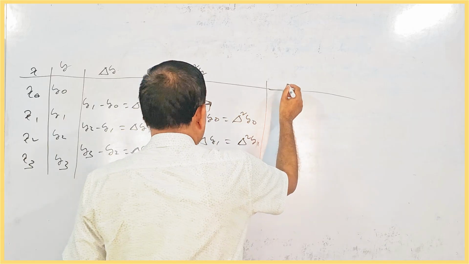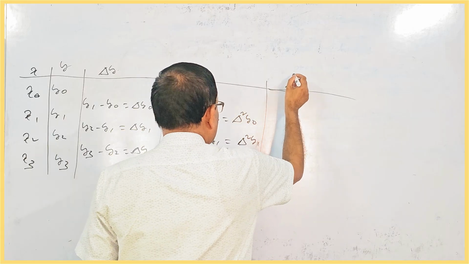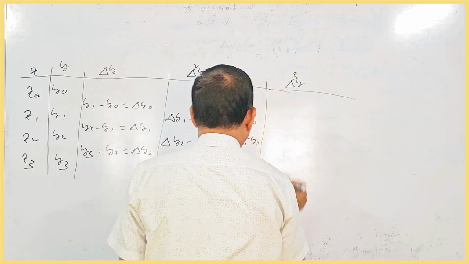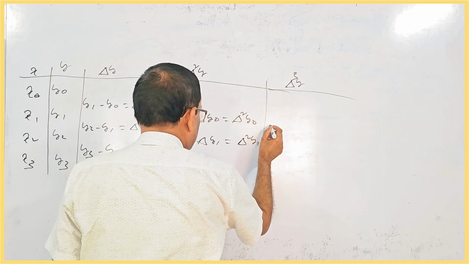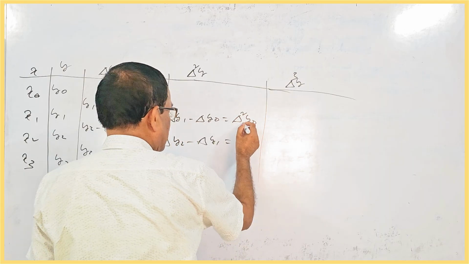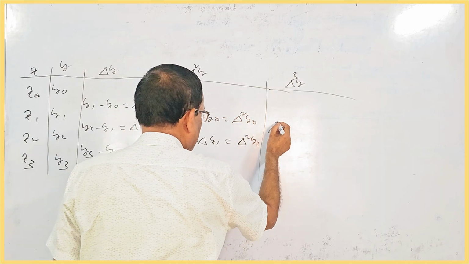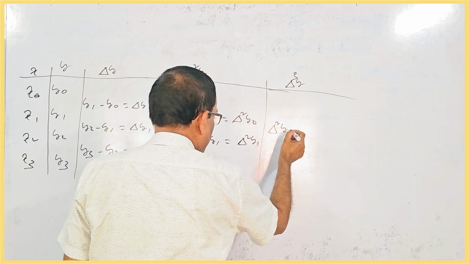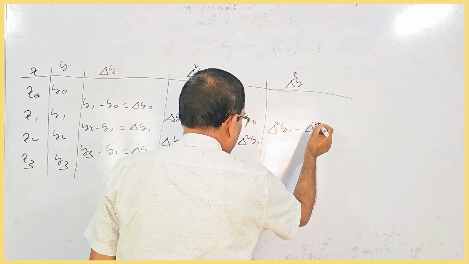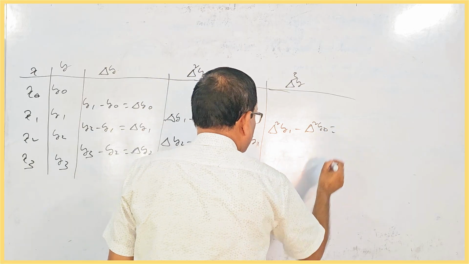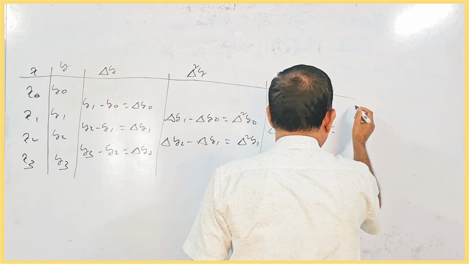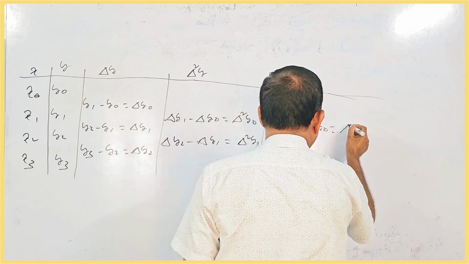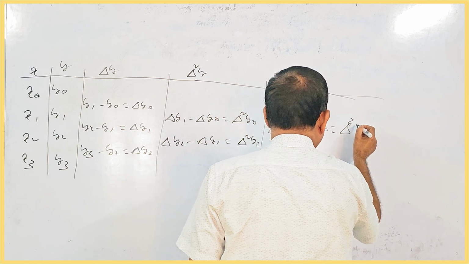And finally, it is then delta cube y. And this is the difference between delta square y1 and delta square y0. So then this is delta square y1 minus delta square y0. And this is denoted by delta cube y0.